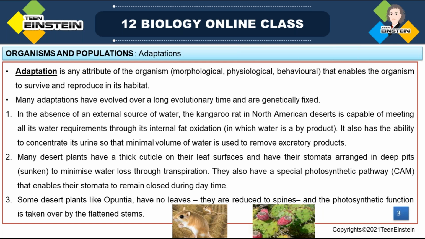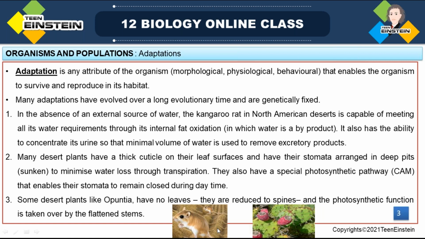So now, I hope the concept of adaptation is clear. Next, let us take a few examples to explain. The first one is about the kangaroo rat in the North American desert. Here you can see the picture of the kangaroo rat, which is present in the North American desert.